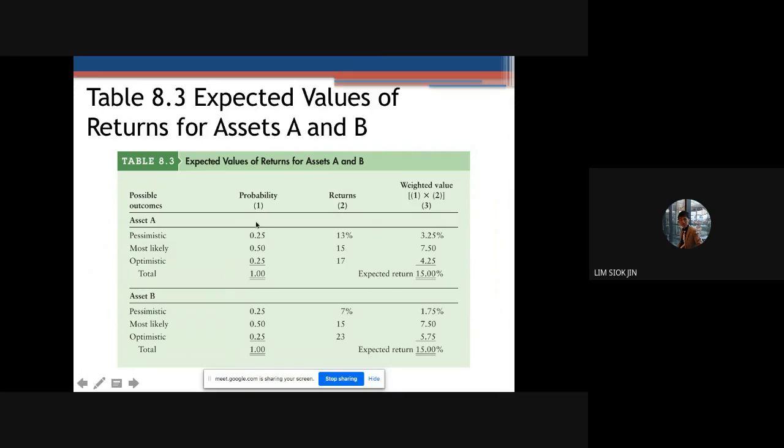25%, it is not so successful. Sorry, 25% not so successful. Your return will be 13%. If your business is okay, not too bad, 50% likelihood, the return will be 15%. But it is also possible that your online food business is very good, 25%. Okay, so you see that 25, 50, 25, this is 100%.